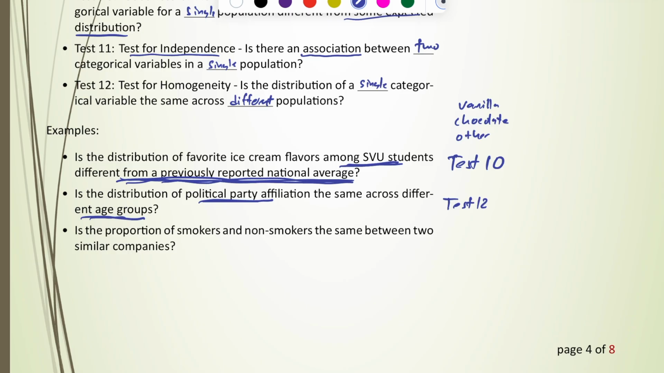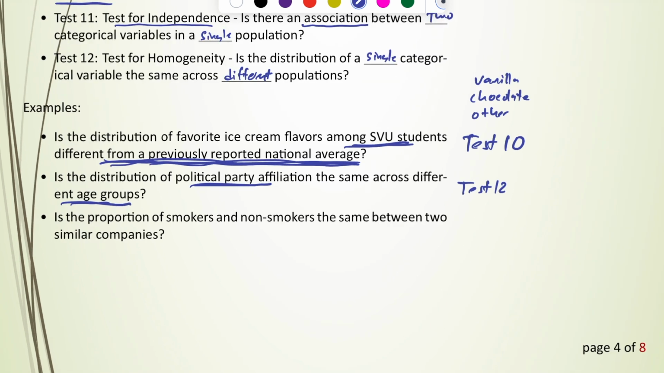Is the population of smokers and non-smokers the same between 2 similar companies? Between 2 similar companies. So this one is one variable, multiple populations. So this again is test 12. Now this previous one, you could think of it a little differently.